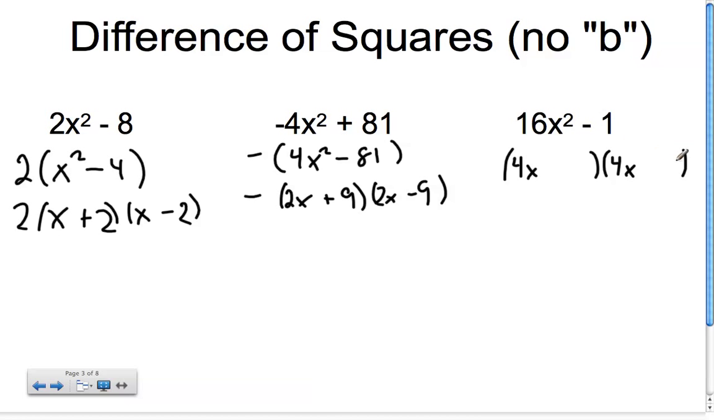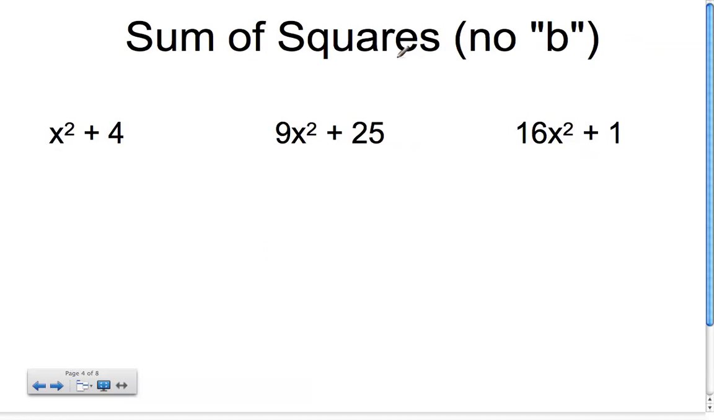And the square root of 1 is 1. 1 times 1 is 1. And we just need these signs to be the opposite of each other. So here we have it. 3 lovely answers. Okay?